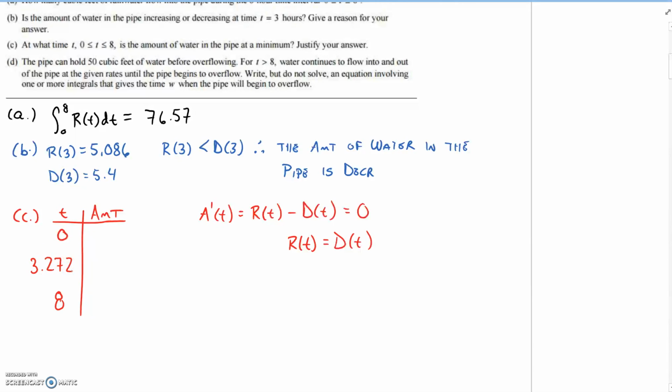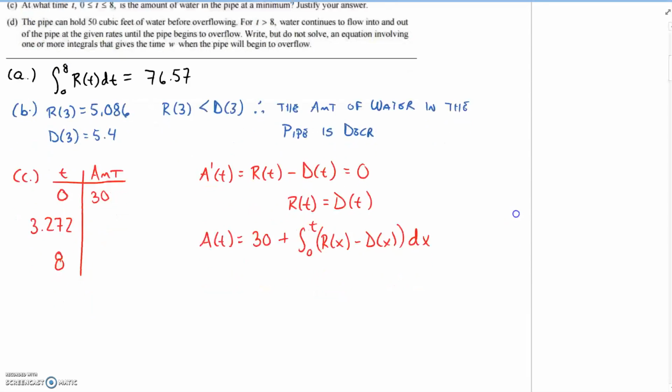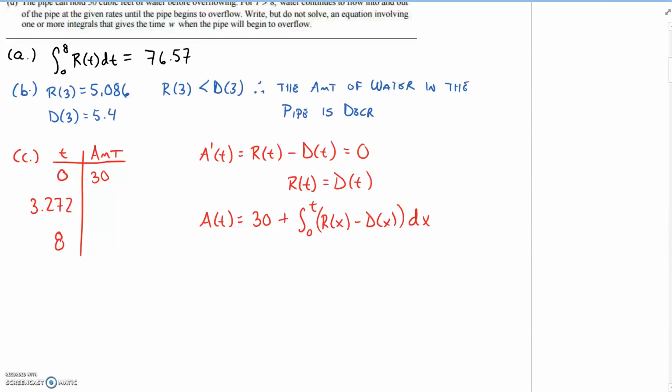And then I can find the amount at t equals 0, t equals 3.272, and t equals 8. The amount at 0 is 30. The amount at any time is given by the initial amount plus the integral from 0 to whatever time of r of x minus d of x, which is just r of t minus d of t, integrated with respect to x. When I integrate the rate of change of the total amount, it'll give me the change in the total amount, plus the initial amount gives me the amount at any time t.